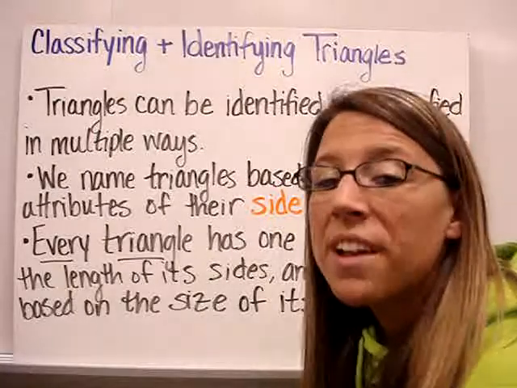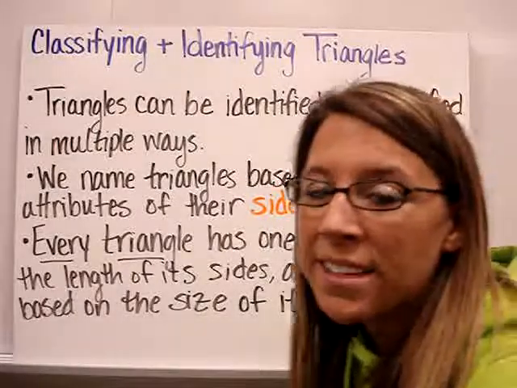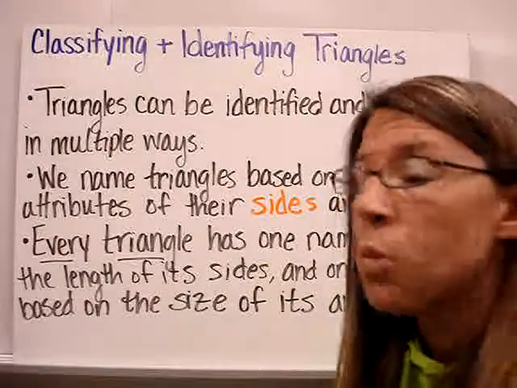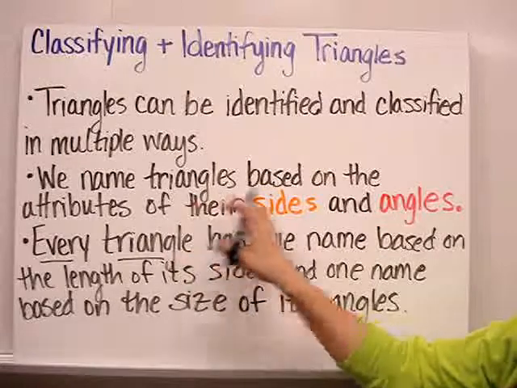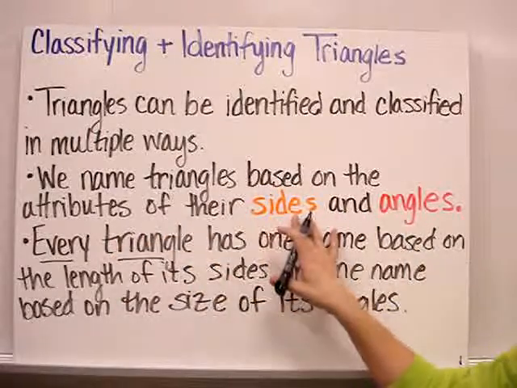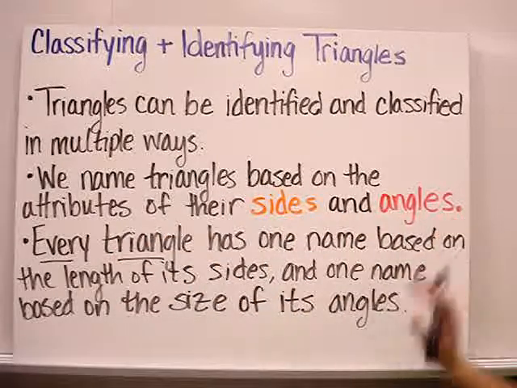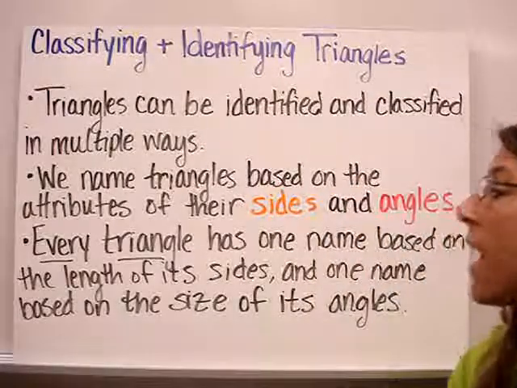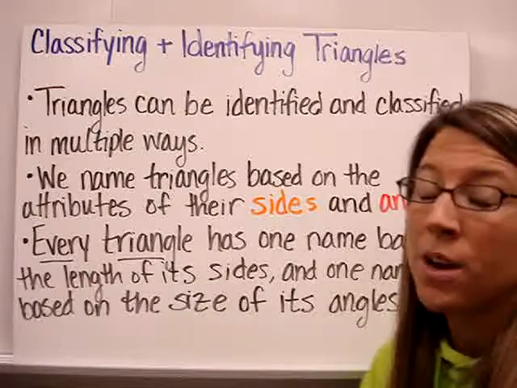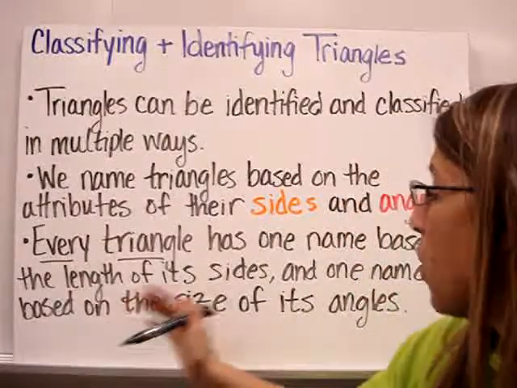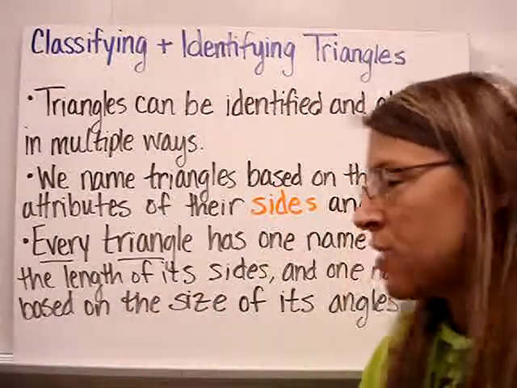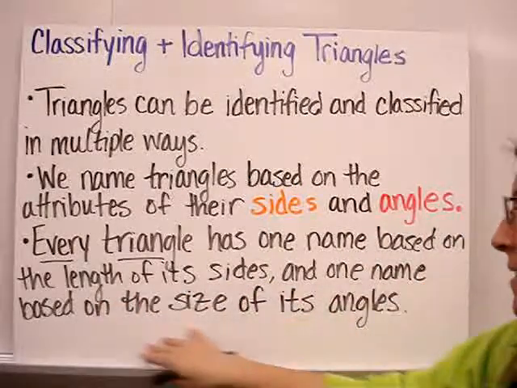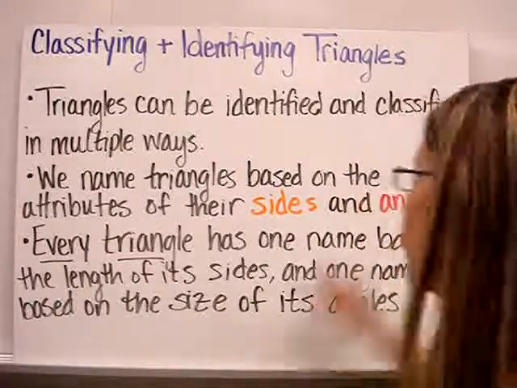In this lesson, we're talking about classifying and identifying triangles. Triangles can be identified and classified in multiple ways. We name triangles based on the attributes of their sides and angles. Because we're looking at the length of sides and the measures of angles, every triangle has one name based on one of these items. So we have two names for every triangle, one based on the length of its sides and one name based on the size of its angles.